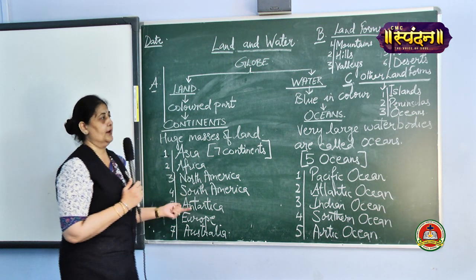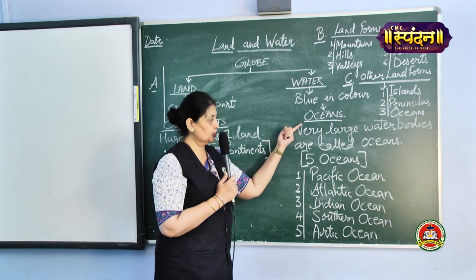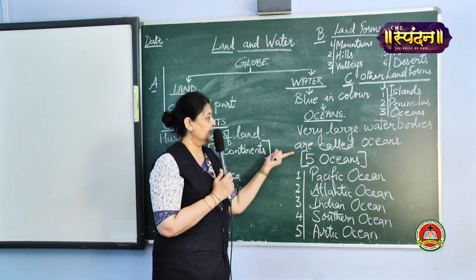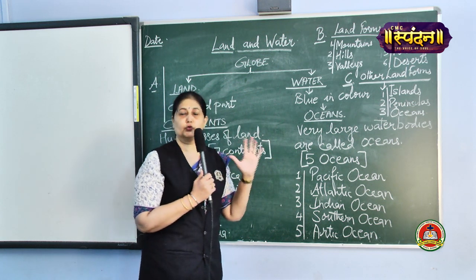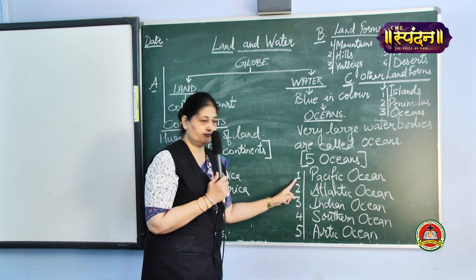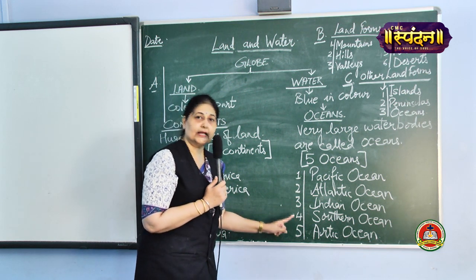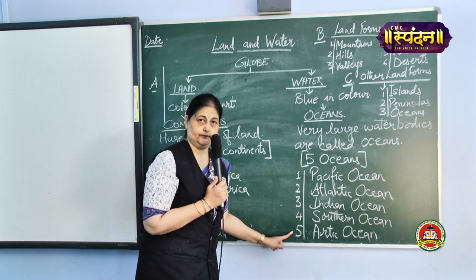Yeah? Now, this side, children, oceans. Oceans are very large water bodies. And there are 5 oceans. Starting from the Pacific Ocean, Atlantic Ocean, Indian Ocean, Southern Ocean, and Arctic Ocean.